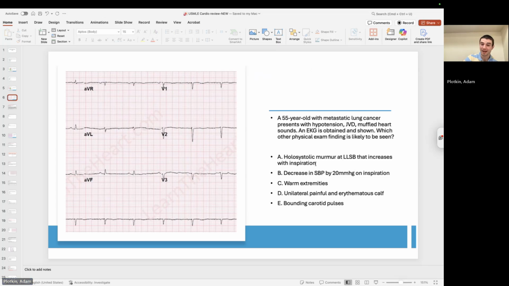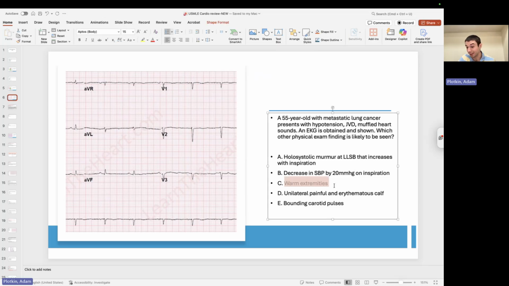Okay. Answer A, a holosystolic murmur at the left lower sternal border that increases with inspiration. That'll be tricuspid regurgitation. Remember, if we're inspiring, we're bringing more blood back to the right side of the heart, and it's a really flimsy valve. It's incompetent. So if I'm bringing more blood across an incompetent valve, that murmur is going to get louder. Warmer extremities, absolutely not. This would be an example of obstructive shock. We're not having forward flow. My extremities are going to be really cold.